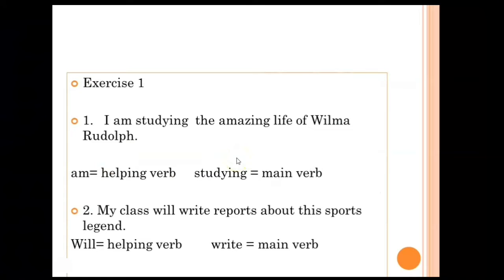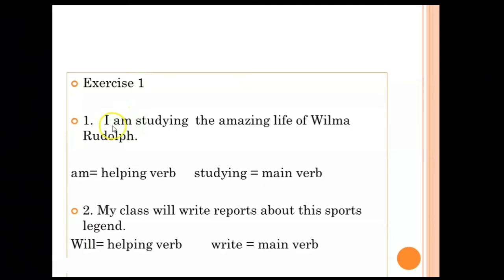We'll start with exercise 1. In each sentence, underline the main verb twice and the helping verb once. Number 1. I am studying the amazing life of Wilma Rudolph. So we have to search here for the helping verb and the main verb. مثل ما قلنا قبل إنه المين verb هو الفعل الرئيسي بالجملة الأساسي and the helping verb هو المساعد.